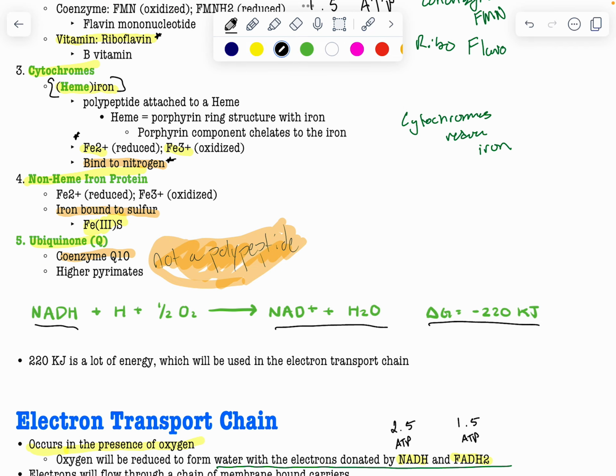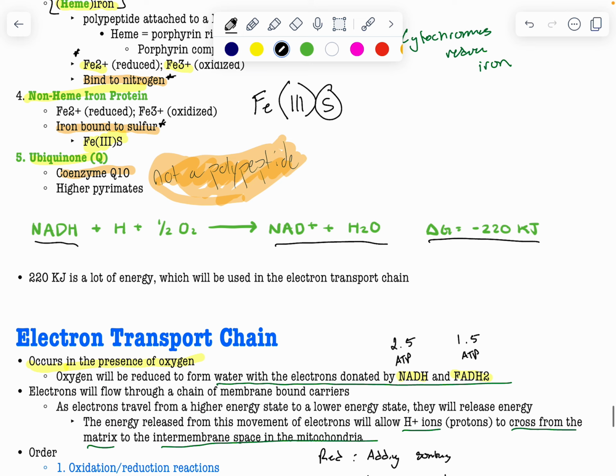Non-heme iron protein. It basically says in the name, it's an iron protein that's not bound to a heme group, but it is bound to sulfur. So anytime you see this example right here, S, we know that this iron is bound to a sulfur, so it is going to be a non-heme iron protein, because if it was a cytochrome or heme iron protein, it would be bound to a nitrogen. And then ubiquinone, Q10. Basically all I want you guys to know is it's not a polypeptide. That's realistically all I want you guys to know about that.